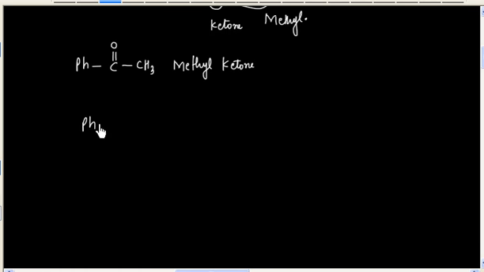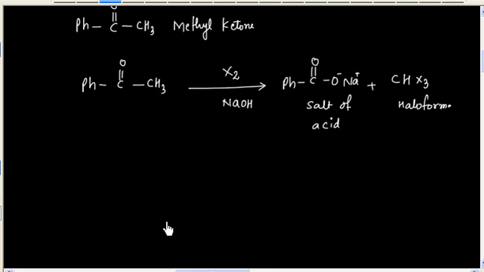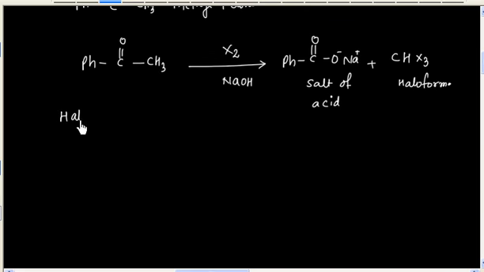When this compound is treated with halogen in basic medium, it forms salt of acid and haloform. So CHX3 is called haloform. And this reaction is called haloform reaction.